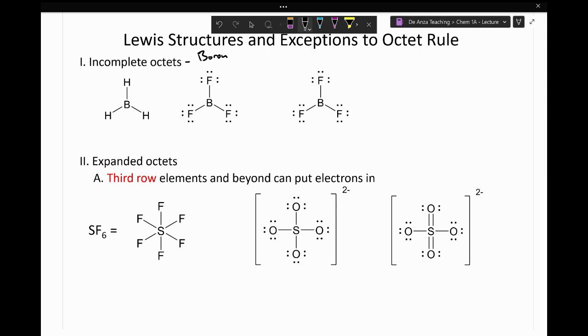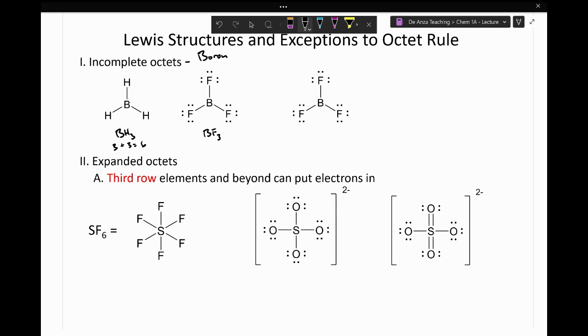And so I'm giving here two different structures of boron. I have BH3 and BF3. When we build the Lewis structure here for boron, boron brings in 3 electrons. Each hydrogen brings in 1 electron. So for BH3, that's 6 electrons, so we've used up all of our electrons.